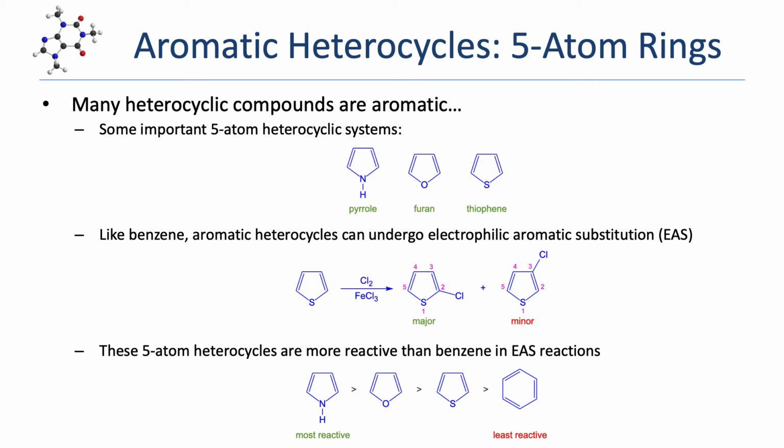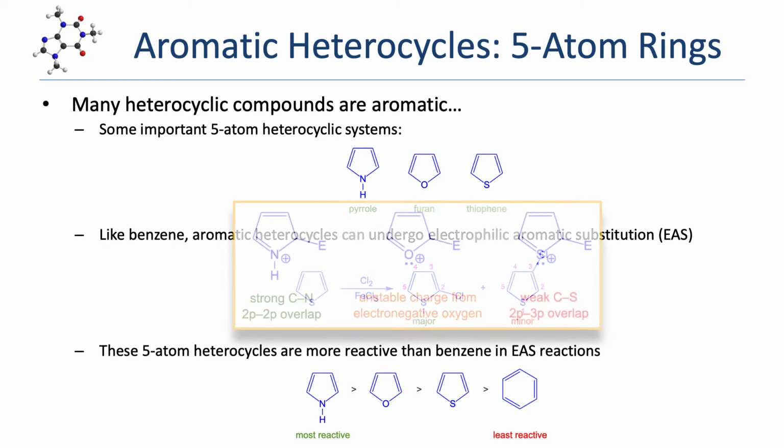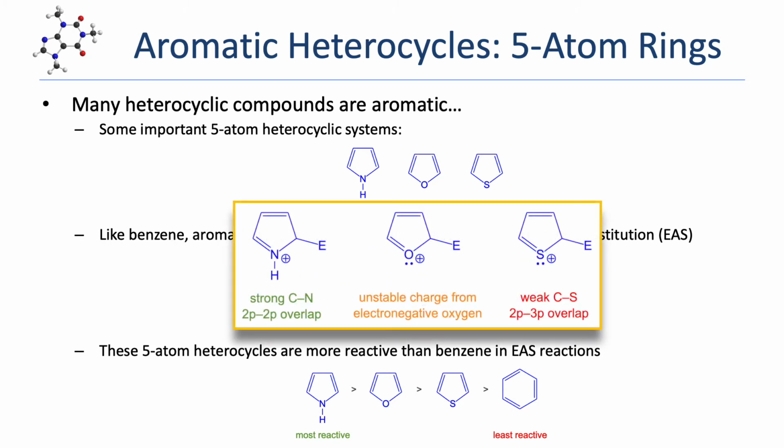To understand the relative reactivities of the 5-atom aromatic heterocycles, we need to look at the intermediates that form after the first step of an EAS reaction. Here, we see the intermediate resonance structures that have both a pi bond and a positive charge on the heteroatom. Due to its lower electronegativity, a positive charge placed on a nitrogen is more stable than one placed on an oxygen. This makes the pyrrole intermediate more stable than the furan intermediate, leading to a faster reaction for pyrrole.